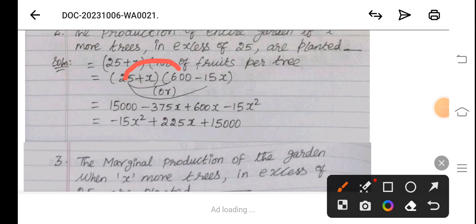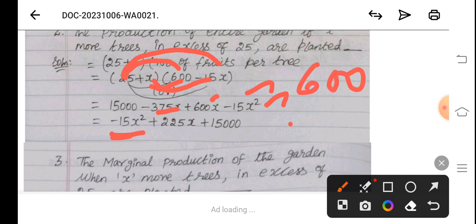25 into 600, you multiply, you are getting 15,000. 25 into minus 15x, you will get minus 375x. x into 600 is 600x, x into minus 15x is minus 15x squared. We all know, children, minus 15x squared is a quadratic term, degree 2, which we have written first. Then 600x and 375x we are subtracting.